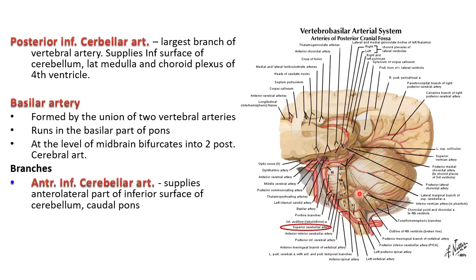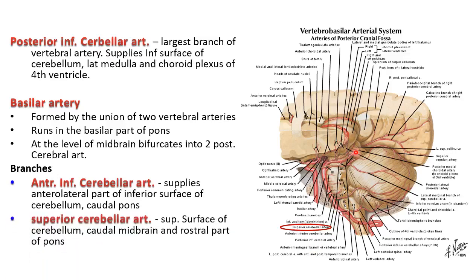Then superior cerebellar artery. So here you are able to see the superior cerebellar artery supplying the upper part of the cerebellum, and also it gives branches to the midbrain. Okay, so midbrain and rostral part of the pons, superior cerebellar artery. So branches of the basilar artery are anterior inferior cerebellar artery, superior cerebellar artery. Then you are able to see it is giving small branches, and those branches are called the pontine branches.